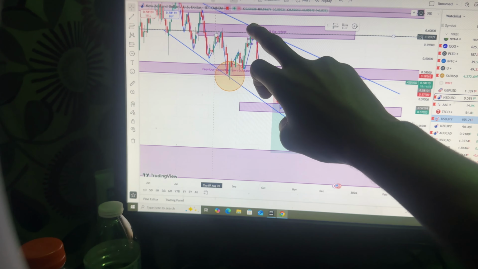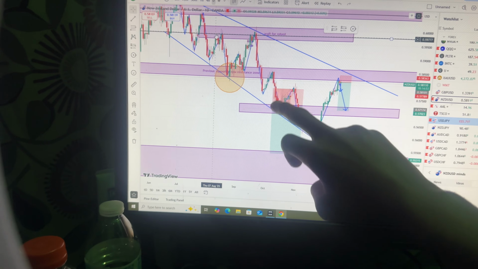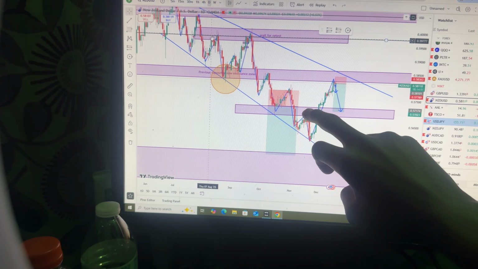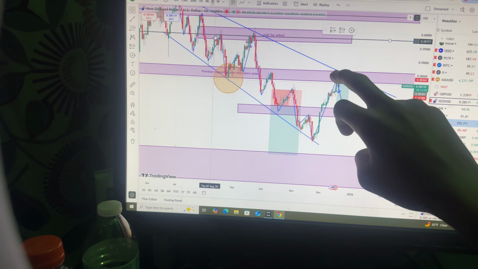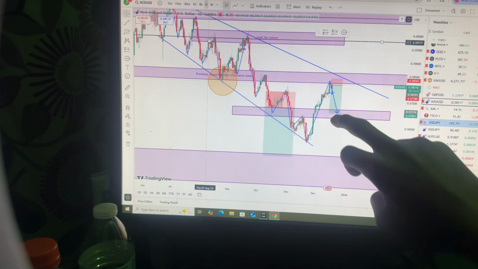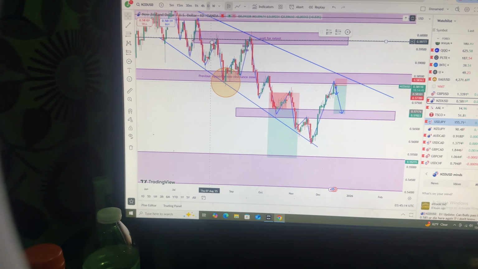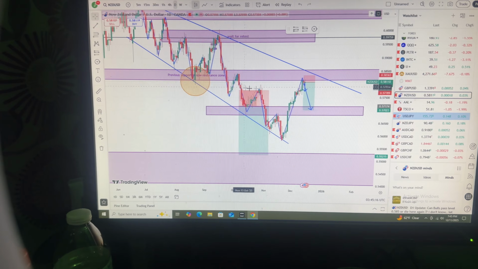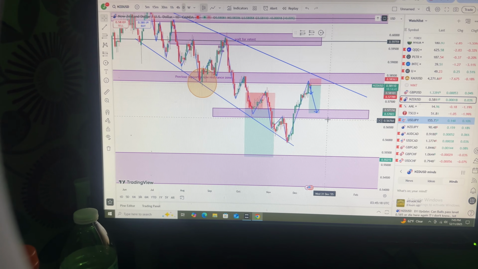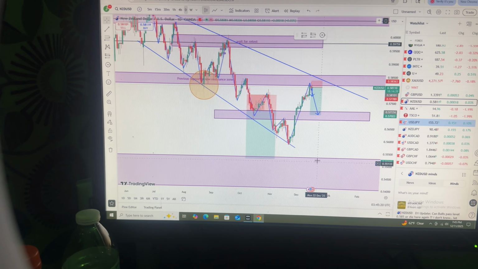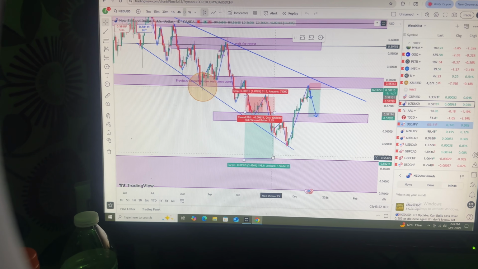It's just lower high, lower low, lower high, lower low, lower high, lower low. And we're still going to come back down to this area again. There's a chance that once they come back down here, it can break again and continue all the way down here.